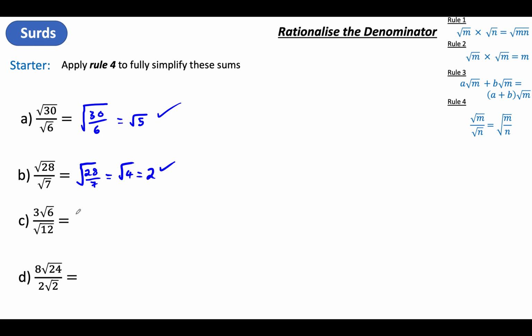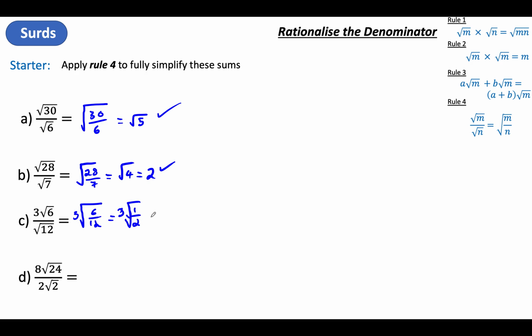Okay, this one. Now we can do this interestingly. We can actually put this as 3 times the square root of 6 over 12. And that is going to be 3 times the square root of a half. All of that is in that square root, okay? So 3 times the square root of a half.